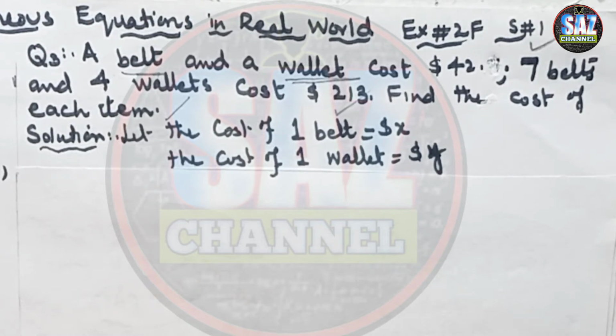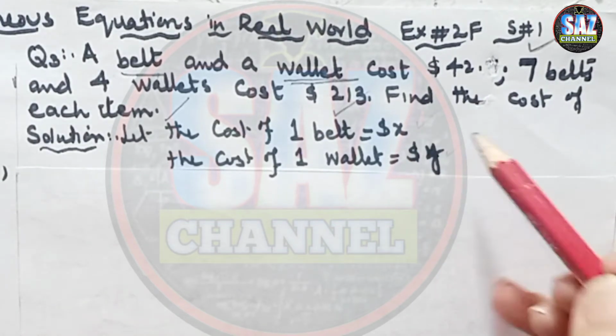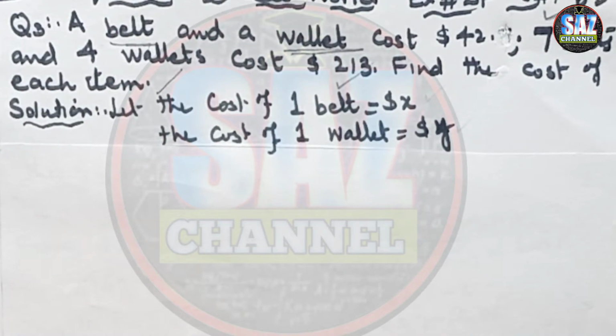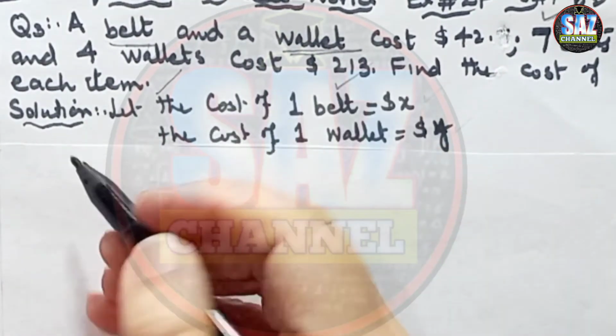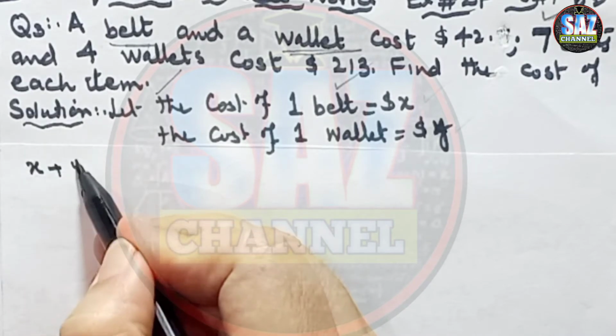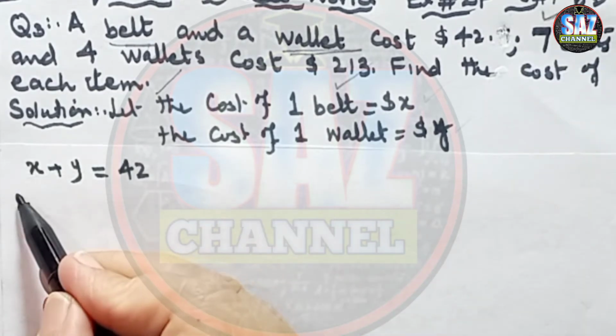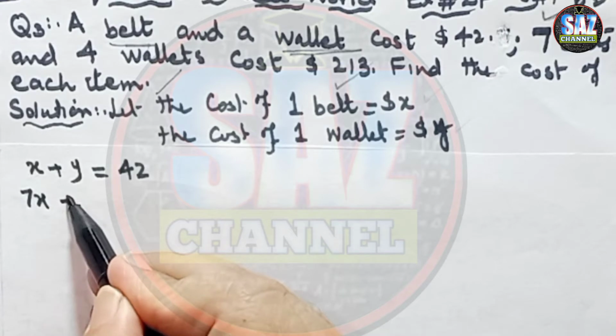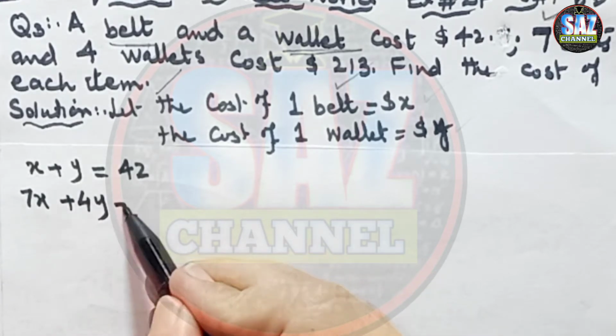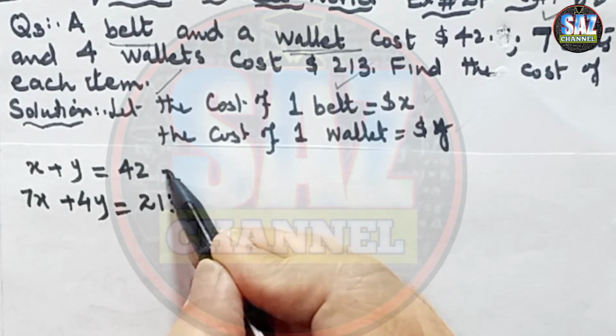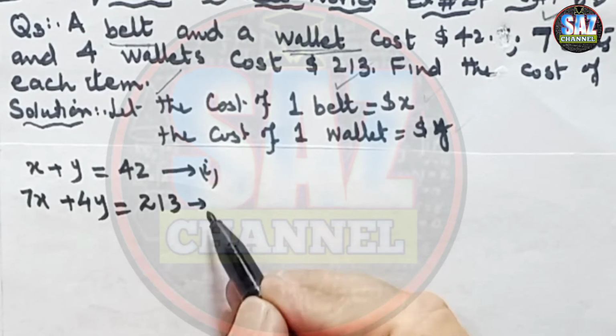Question 3 says a belt and a wallet cost $42, while 7 belts and 4 wallets cost $213. Find the cost of each item. Let the cost of one belt be $X and the cost of one wallet be $Y. Then according to the condition, a belt and a wallet, that means X plus Y equals 42, and 7 belts means 7X plus 4Y equals 213. Now let me mark it as equation 1, and this is equation 2.